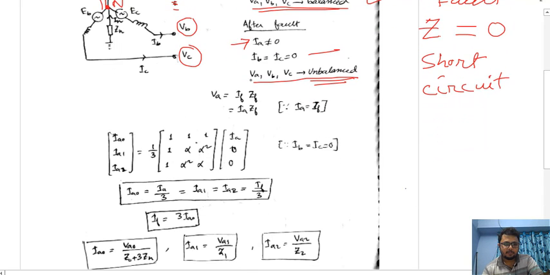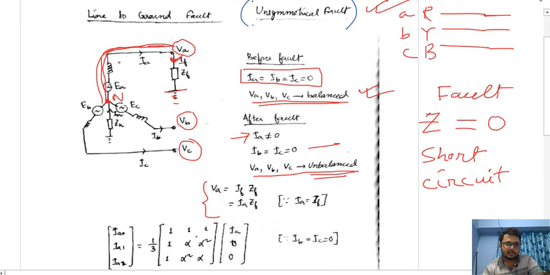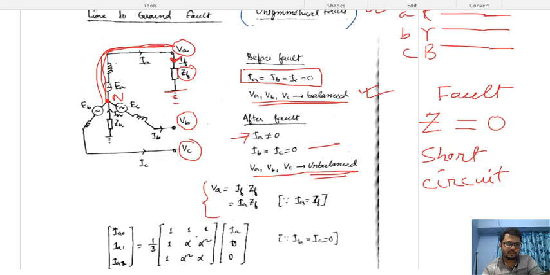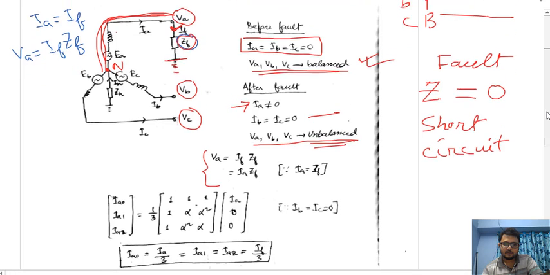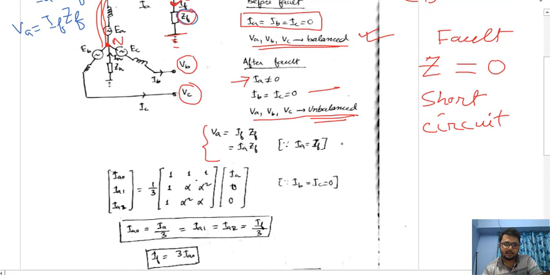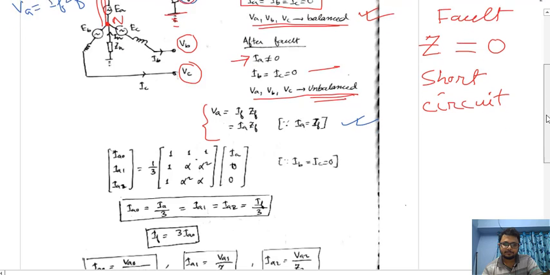Now VA, how much is VA? From the diagram you see, VA equals the current flowing times the impedance. Suppose this is ZF. So this is ZF into IF. IF and IA are the same, IA is equal to IF. So what is the voltage? VA equals the fault current into ZF. So this is what we have written: IF and IA are equal. I hope it is clear.